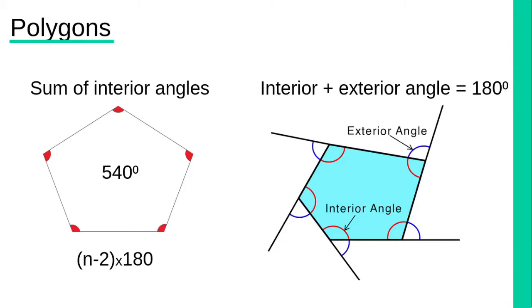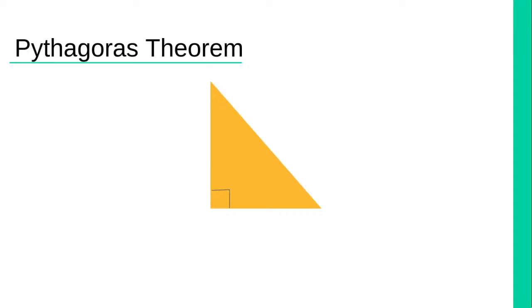Now let's study right triangles. The first important theorem about them is Pythagoras' theorem, which states that the sum of the squares of the sides is equal to the square of the hypotenuse. a squared plus b squared is equal to c squared. So we could be asked to calculate c given that the other two sides are 3 centimeters and 4 centimeters long.